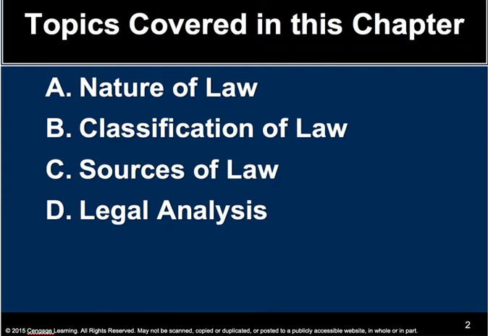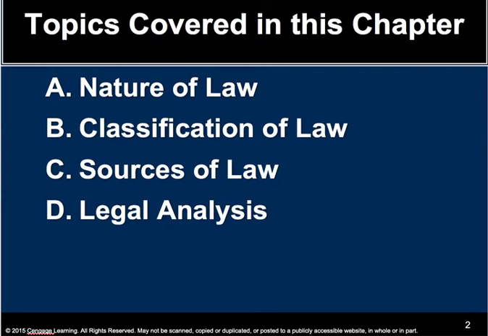Number 3, sources of law, probably one of the most important areas in this Chapter 1. It's very important to understand what gives rise to the law and also the hierarchy of the law, because there is a hierarchy when we're talking about sources of law, which becomes very, very important in understanding exactly how law works. And we'll finish up the chapter by talking about legal analysis.